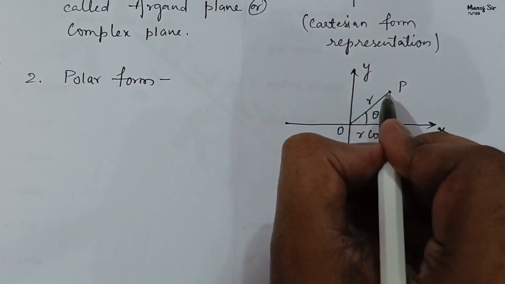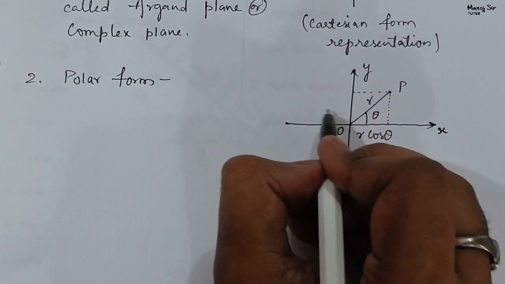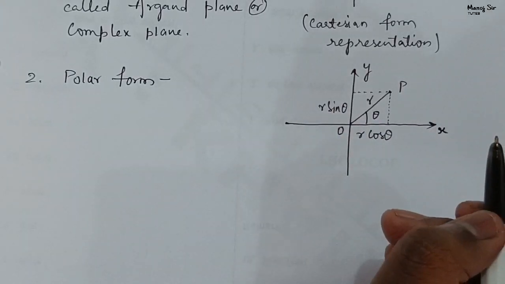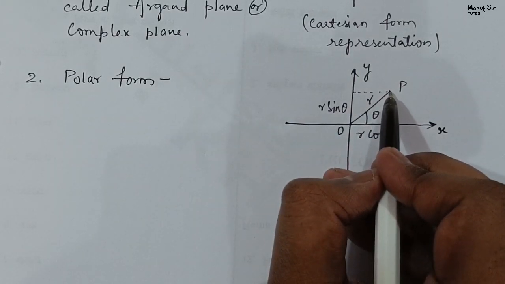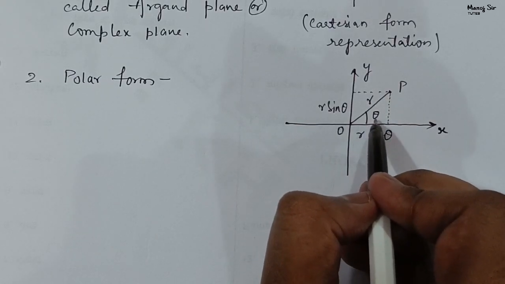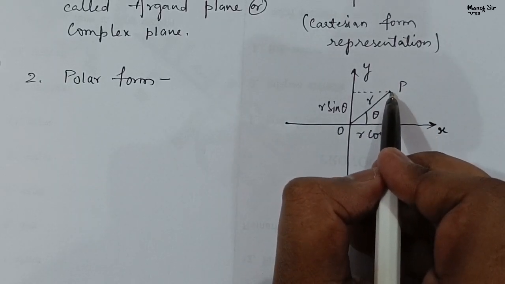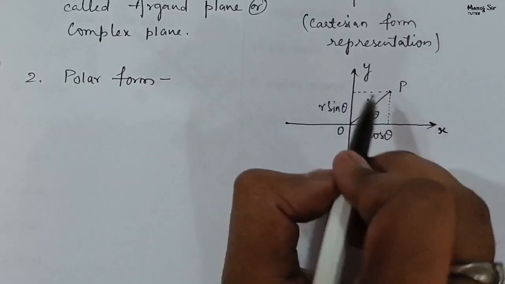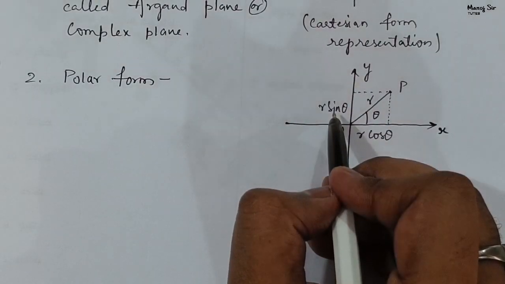In the same way, if you project this point onto the y-axis, this distance would be r sin theta. I am repeating this once again. We have this real axis, this is the imaginary axis. We have a point P which is at a distance of r from this point O, subtended by an angle theta with the x-axis. On projecting this point onto the x-axis, you will get the distance as r cos theta. If we project this point onto the y-axis, you will get this distance as r sin theta.